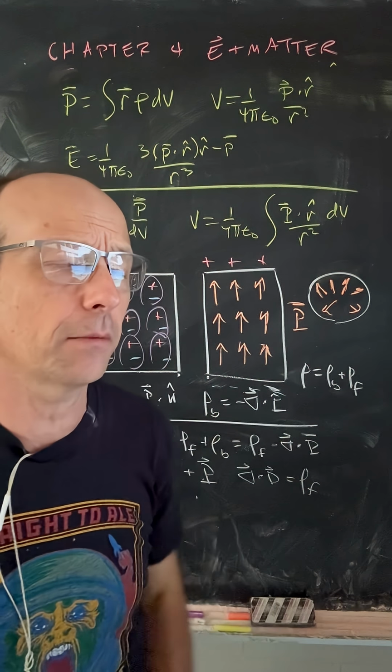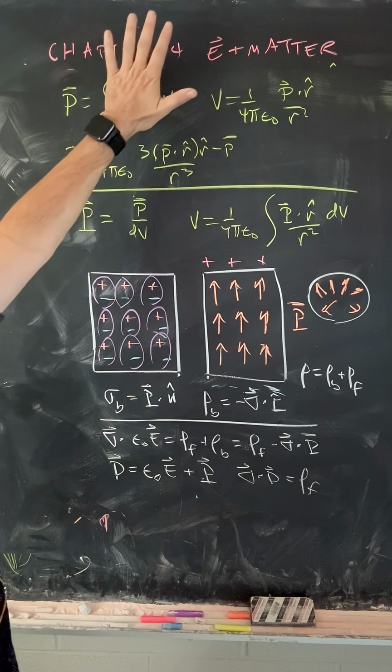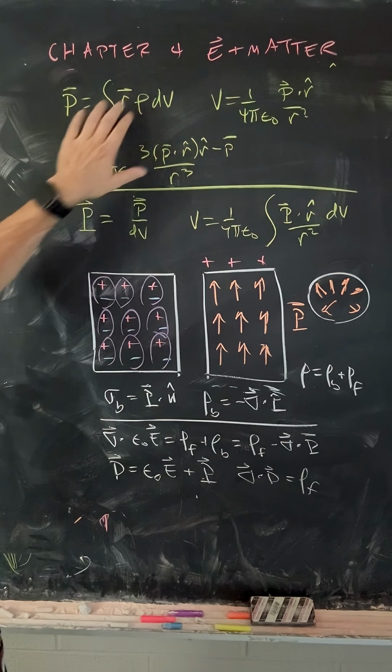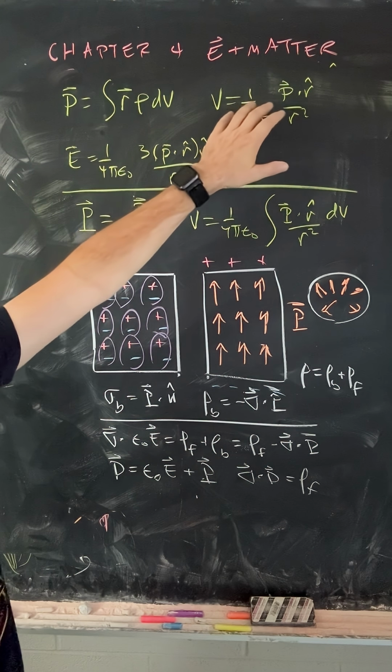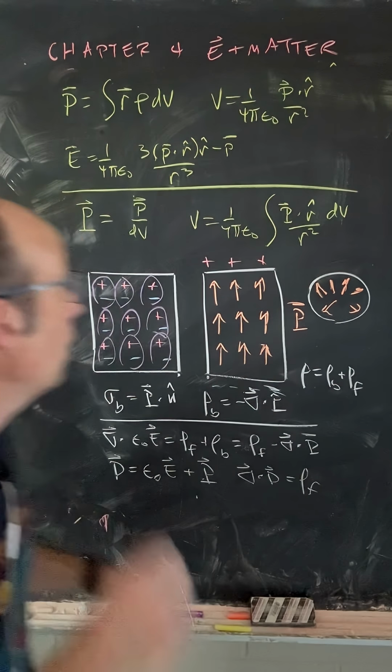Electrodynamics Chapter 4 summary in just a few minutes. Here we go. So remember previously we looked at electric dipoles. So you can calculate the dipole moment and the electric potential due to a dipole and the electric field due to a dipole. So that's all cool.